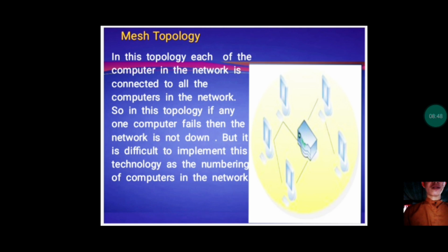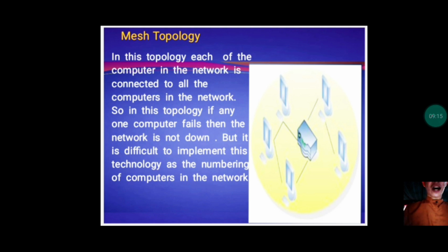Mesh topology. In this topology, each of the computers in the network is connected to all the computers in the network. So, in this topology, if any one computer fails, then the network is not down. But it is difficult to implement this technology as the number of computers in the network grows.